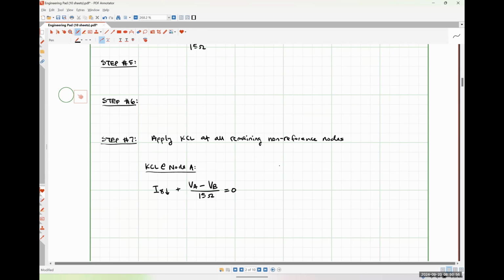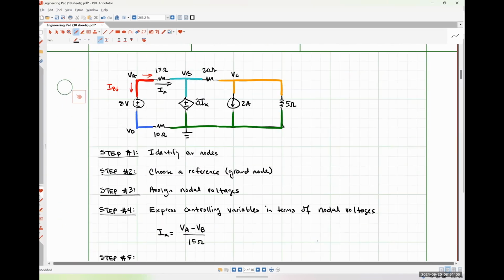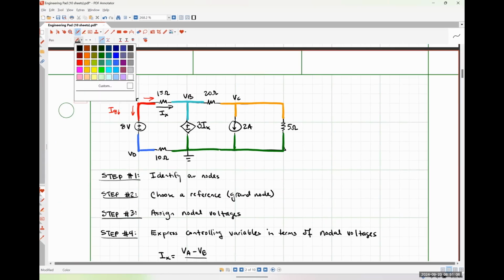I'm going to do KCL at node D to get the other side of the problem, right? So if we did KCL at node D, we would be adding this current and this current together.